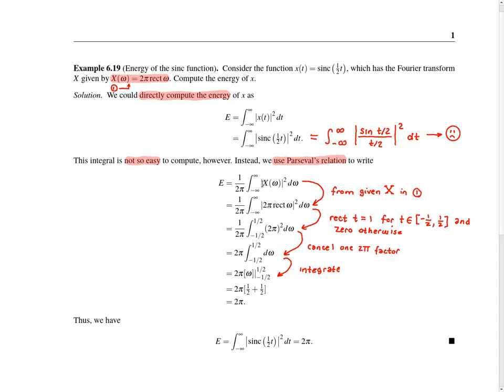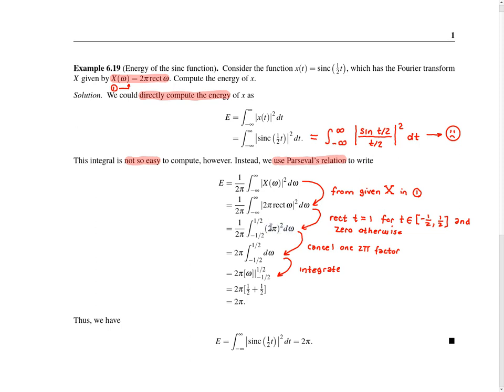So if we substitute in for big X the particular formula that we're given, which is this highlighted formula above, this gives us this next line here. And then we can use the fact that the rectangular function is equal to 1 between minus 1/2 and plus 1/2 and 0 otherwise to change these limits of integration from minus and plus infinity to minus and plus 1/2. And also we can replace rect omega by 1 in the range that we're integrating over between minus 1/2 and plus 1/2 to get this next line.